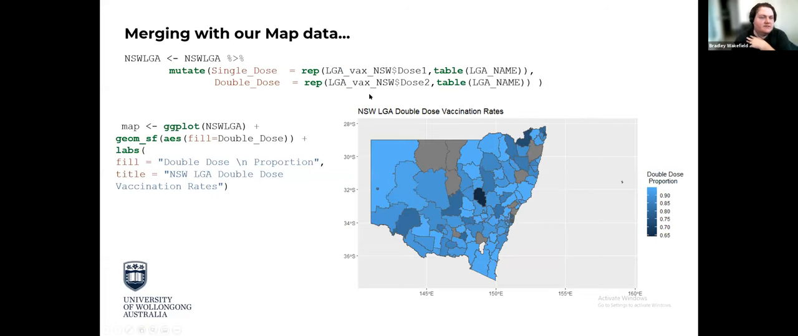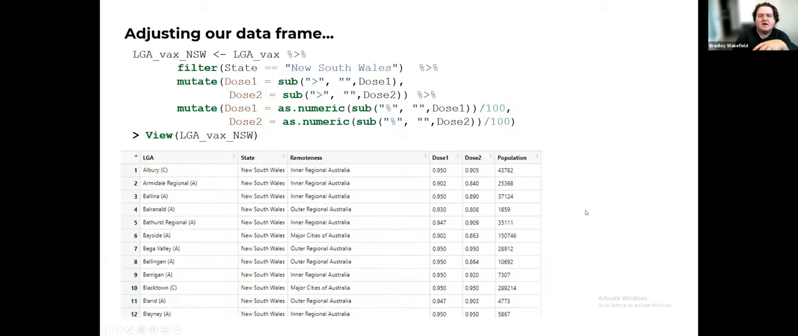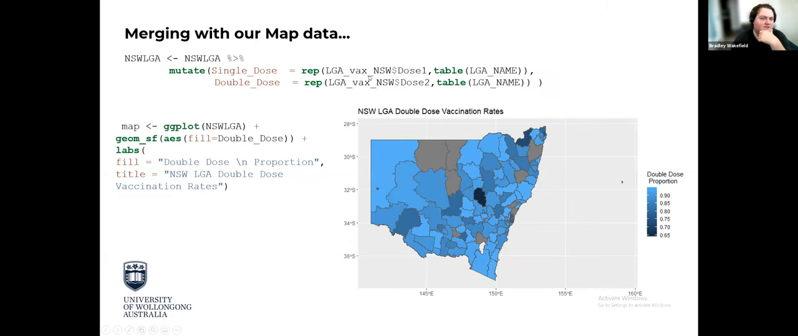And then all we have to do is add this vaccine dose information into our shape file, our shape data frame. Now, if you notice here, there were actually multiple instances for the same LGA. So because of that, what I've done is I've told R to repeat the dose for how many times each LGA is mentioned, so that it matches up perfectly one-to-one. And again, I just need to make my ggplot New South Wales LGA layer, and I've added my double dose as a fill. So I filled it in to color code it based on what proportion of people have gotten their vaccination.